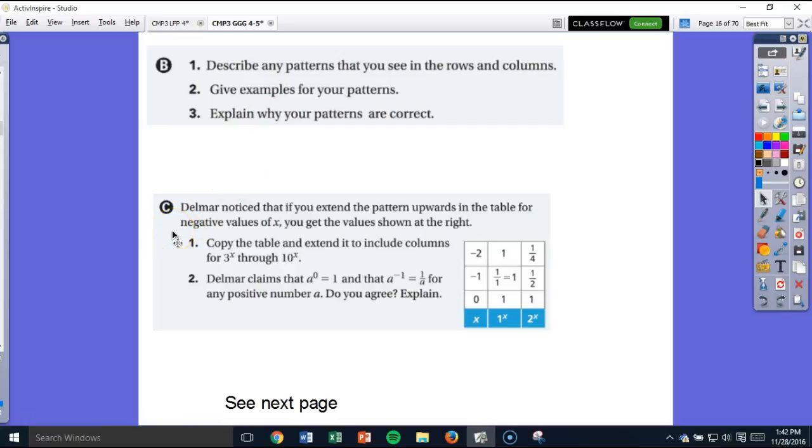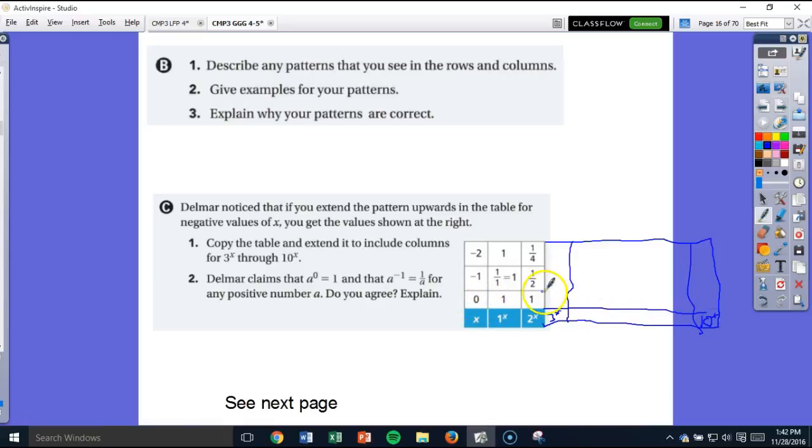Then part C, this is where it gets a little trickier. It says Delmar noticed that if you extend the pattern upwards in the table for negative values of x, you get the values shown at the right. And it says copy the table and extend it to include columns for 3^x through 10^x, meaning if we draw this out, you'd be making columns like this, for 3 to the x all the way out here to eventually 10 to the x. So draw your table out like that.